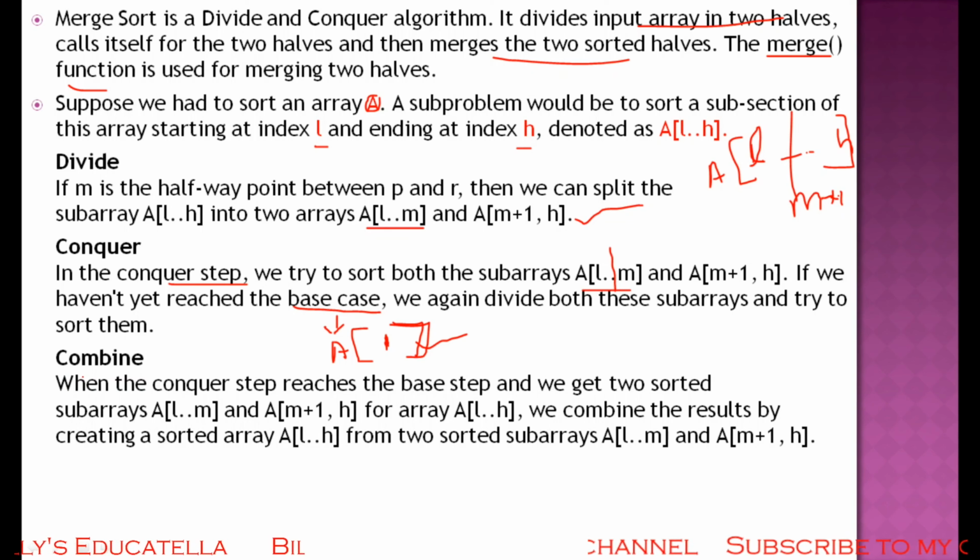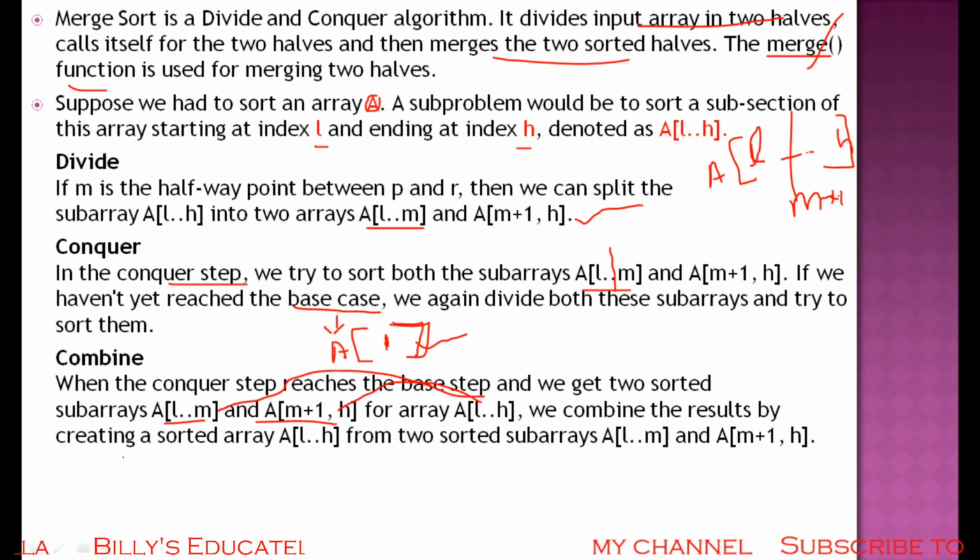Coming to combine. Combine means merging. By using the merge function, we combine the given array. When the conquer step reaches the base step, meaning the array consists of a single element and is sorted, we get two sorted subarrays, that is array of L to M and array of M plus 1 to H for array L to H. Here array of L to H means lower index to higher index, which has been divided into two arrays, that is array of L to M and array of M plus 1 to H.